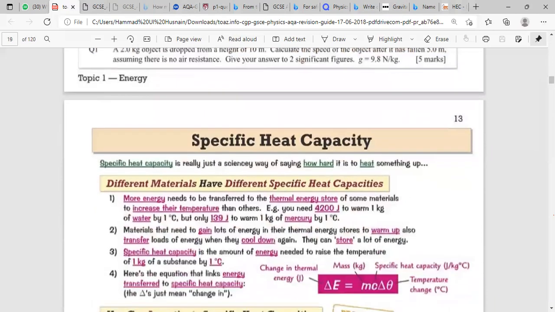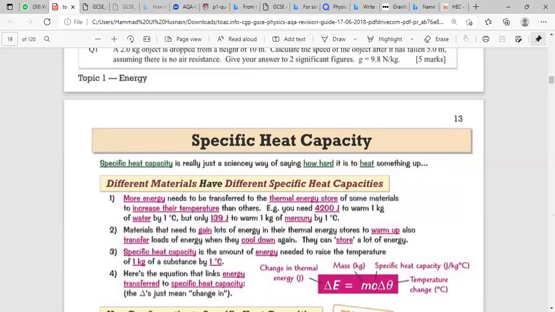Now, moving towards specific heat capacity. What does this mean? Basically, we need different amounts of energy in order to heat a material. This specific heat capacity is basically related to the thermal energy store of a body.